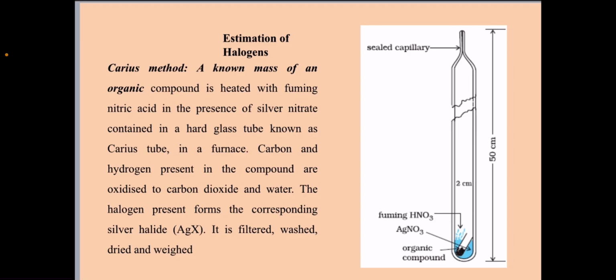The halogens can be estimated by the Carius method, and this is a Carius tube. This is the tube in which the estimation of halogens is done. The compound is heated with fuming nitric acid in the presence of silver nitrate, contained in a hard glass tube known as the Carius tube, in a furnace. Carbon and hydrogen present in the compound are oxidized to carbon dioxide and water, and the halogen present gets converted to the corresponding silver halide. It is filtered, washed, dried, and then weighed.